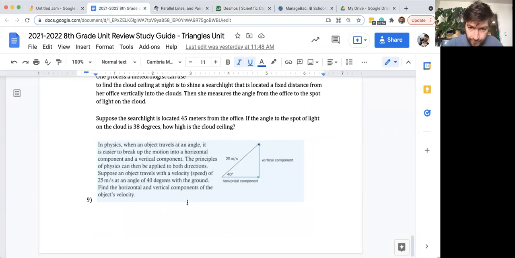Okay, so physics. When an object travels at an angle, it's easier to break up the motion into a horizontal component and a vertical component. The principles of physics can then be applied to both directions. Suppose an object travels with a velocity of 25 meters a second. We got our hypotenuse because we're turning it into a vertical and horizontal at an angle of 40 degrees. So we got 40 degrees and the hypotenuse of 25. Find the horizontal and vertical components.